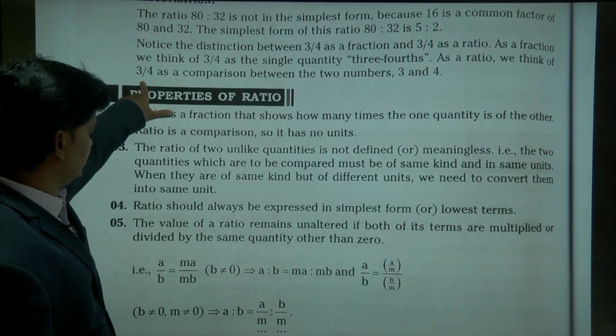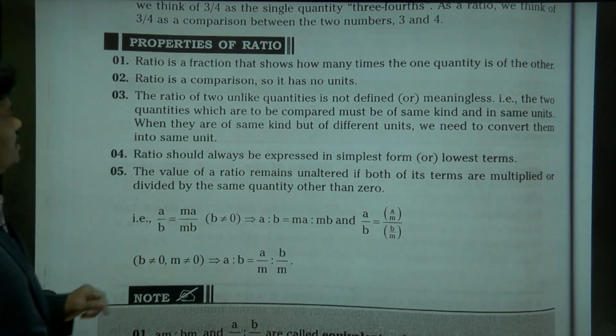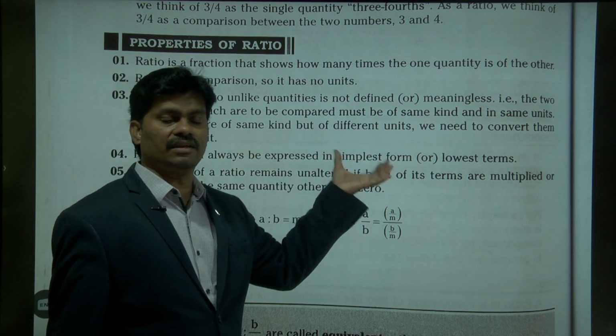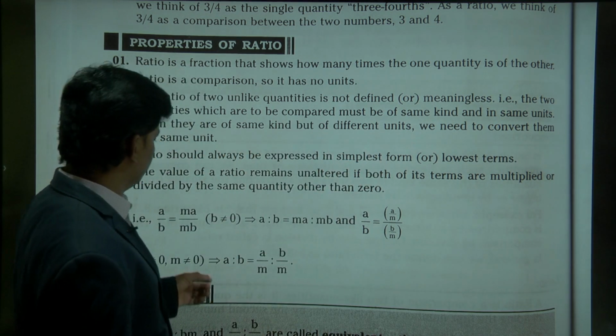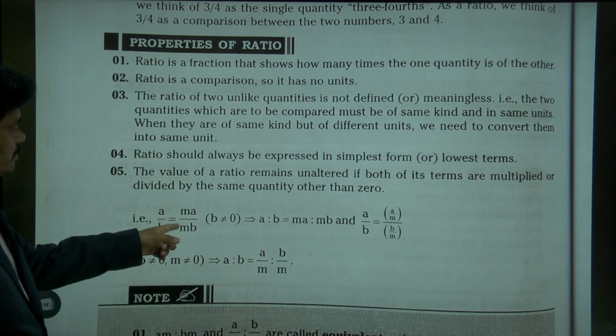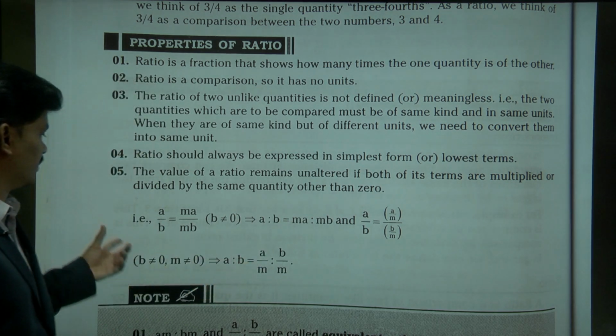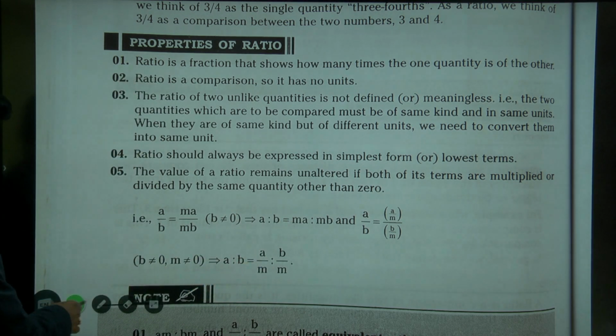Properties of ratios, just look here. Ratio is a fraction that shows how many times one quantity is of the other. Ratio is a comparison, has no units. The ratio of two unlike quantities is meaningless. We have to convert into like quantities, then only we can do it. And see here, if you multiply by m or divide by m, the ratio will be the same. Please check this one, with the same quantity other than 0. Check it out once.